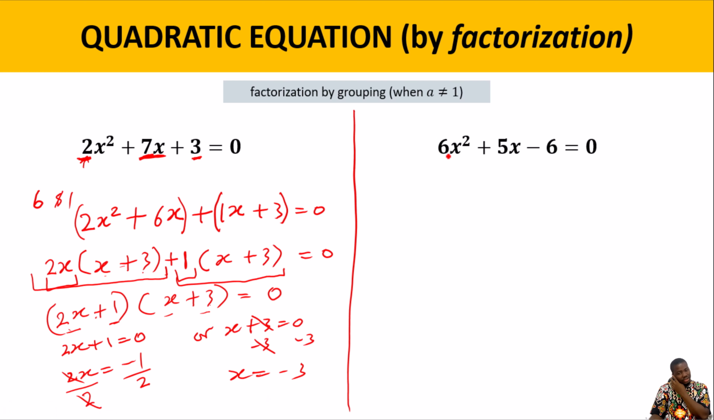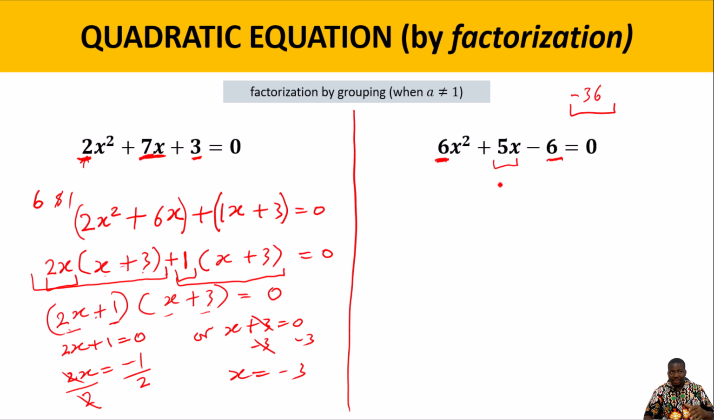Now take a look at this question. We ask ourselves, what two numbers can we add together to get... Oh, sorry. We have to start by multiplying this and this together. When we multiply this, we get negative 36. Then we are looking for two numbers that when we multiply them, you get negative 36, and when you add them, you get 5.